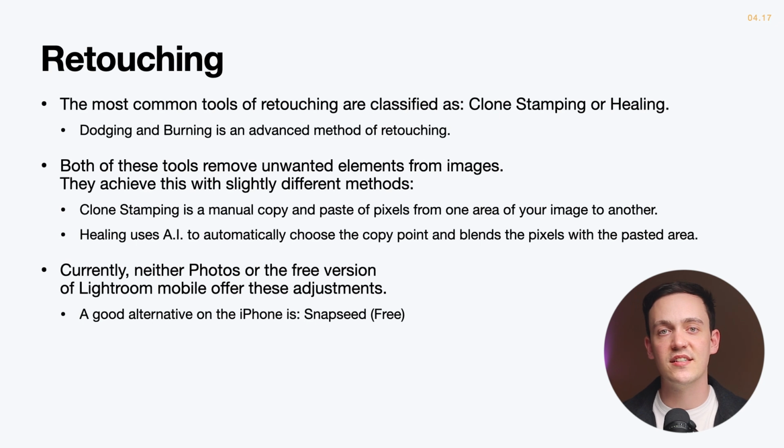The last editing process that we're going to look at is retouching. This is definitely a more advanced editing process that requires much more explanation than I'm about to give, but I still thought it was important to include since many people are interested in how to achieve this with their photos. The two most common tools for retouching are classified as clone stamping or healing. Clone stamping allows you to copy and paste pixels from one area of your image to another. This is done with a brush that allows you to sample a certain area, copy it, and then paste it to a new area.